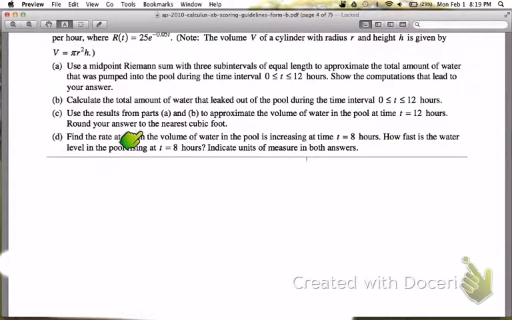So it says, find the rate at which the volume of water in the pool is increasing. A rate at which volume is increasing would be dV dt. So we want to know what is dV dt. That's the first thing we want to know. And then the second thing says, how fast is the water level rising? Remember that water level would be like a height of the pool. So in other words, how fast is dH dt rising? So we also want to know dH dt. And it says include units of measure in both answers.